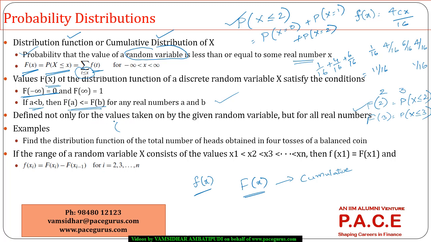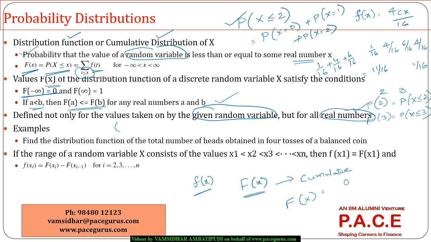When we are defining F(x), we are not just defining it for the particular values that are taken by the given random variable. Generally we define it for all numbers. So when I say F(x), in this example, F(x) is nothing but adding up all the probabilities. So I could very well specify F(x) is 0.